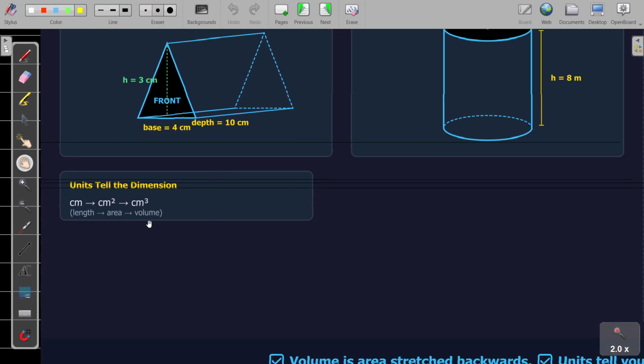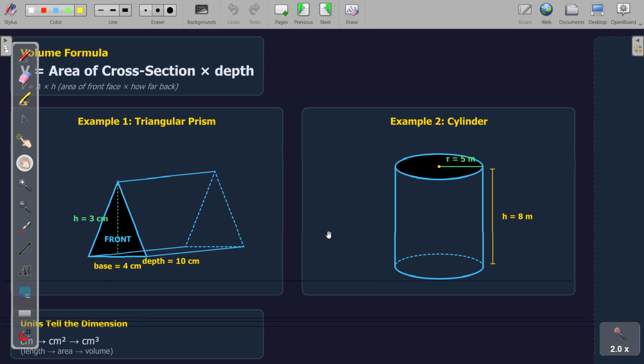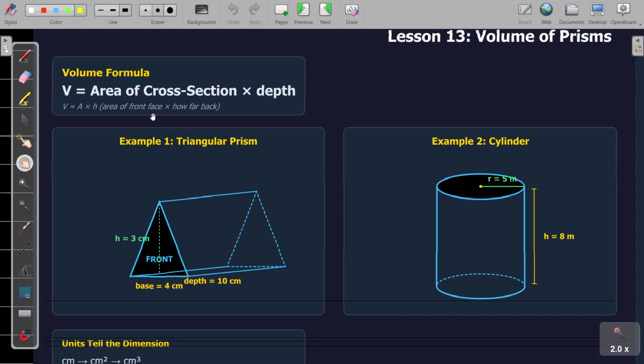If you want to know about the units where they tell the dimension, then you have centimeters as length, centimeters squared as area, and then centimeters cubed. This is going to be about volume. Okay, so let us go into our first example right here.